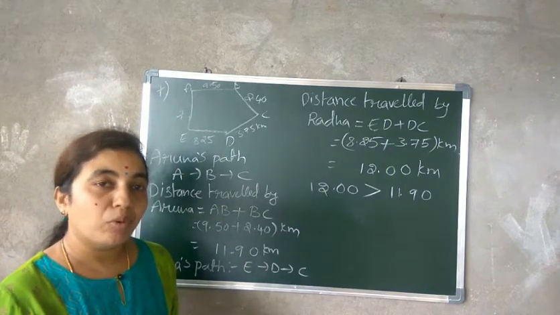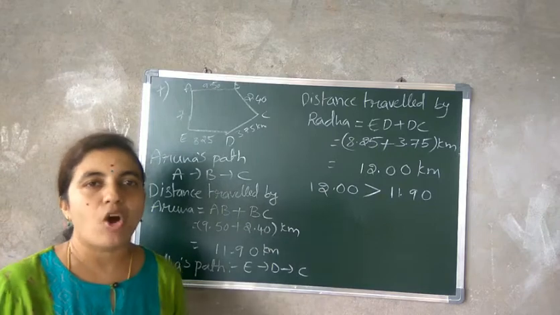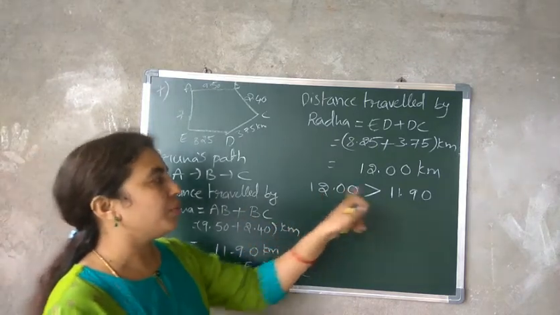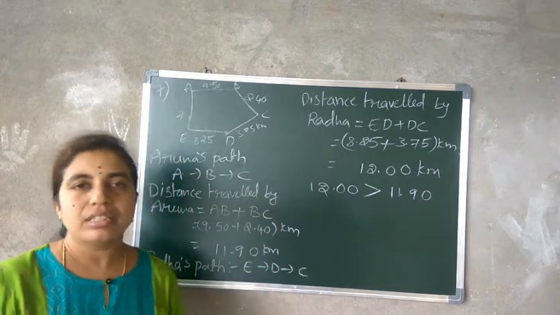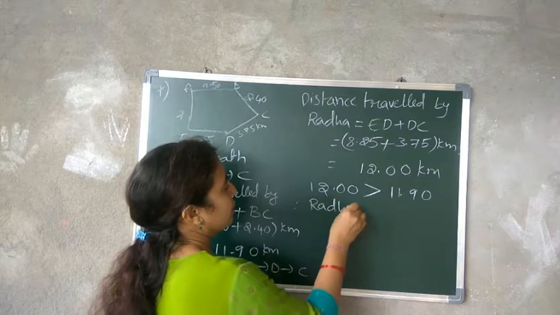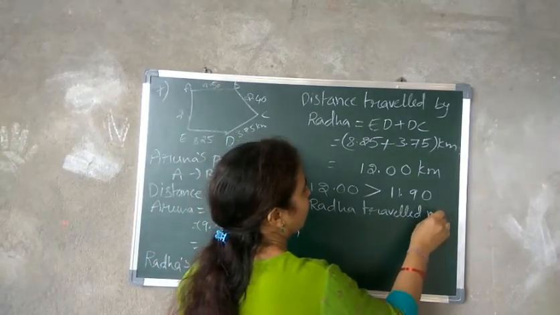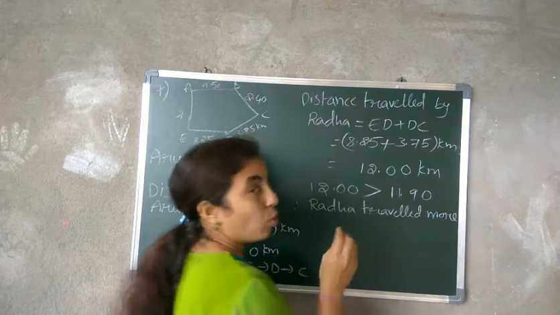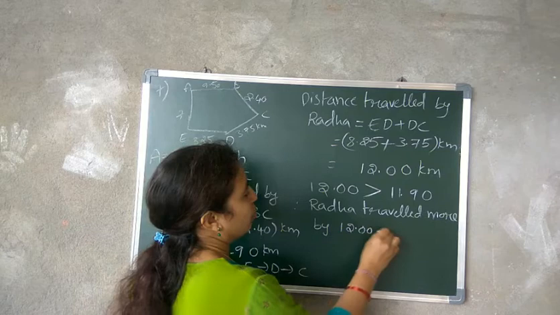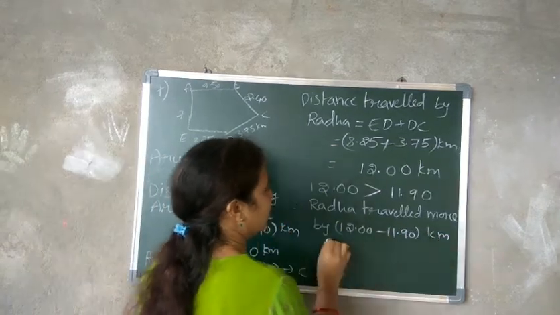So who travelled more? Radha travelled more. By how much? Just simply subtract. From 12 you should subtract this 11.90. Therefore, Radha travelled more. So by how much? By 12.00 minus 11.90 kilometers. How much?